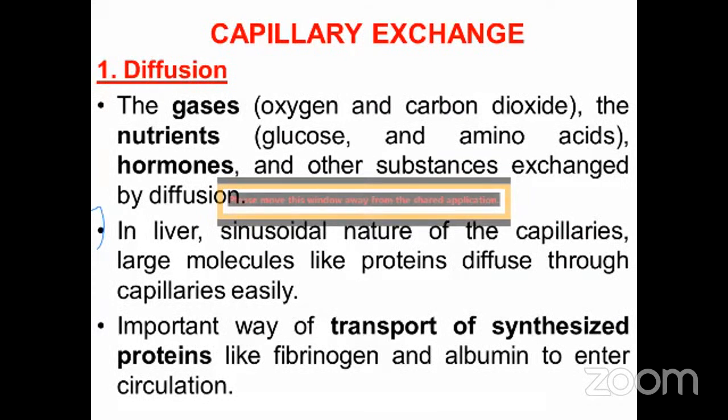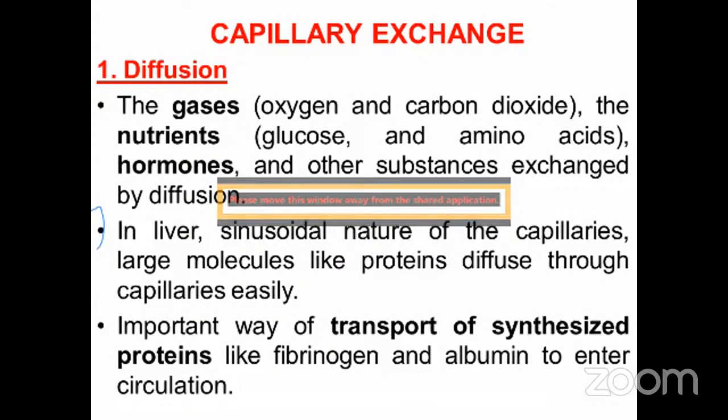Diffusion is the most common way for the transport of gases, nutrients, hormones, and other substances. So gases like oxygen and carbon dioxide, nutrients like amino acids and glucose, hormones, and other substances are transported by diffusion.